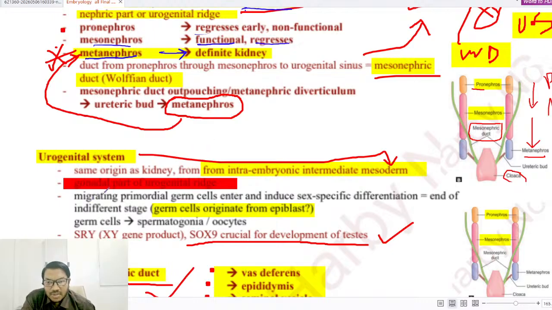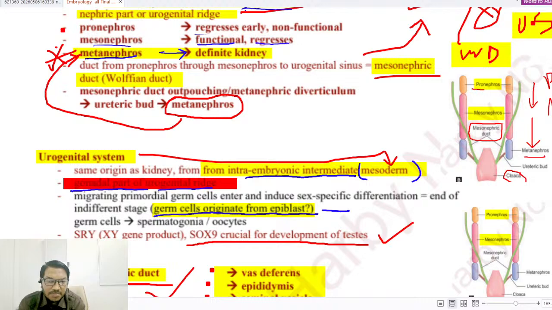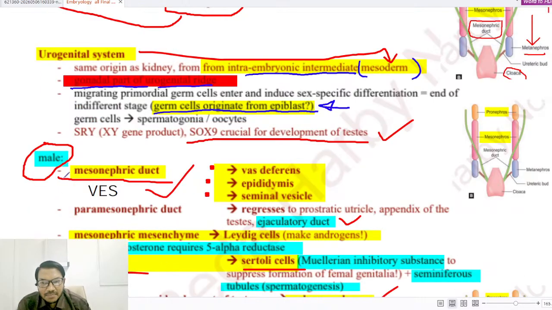Urogenital system. This one also intraembryonic intermediate mesoderm and gonadal part of urogenital bridge. Germ cell originate from epiblast. These all are single question. Germ cell develops from epiblast. In case of male, from mesonephric duct, vas deferens, epididymis, seminal vesicle they develop. Paramesonephric duct, ejaculatory duct.